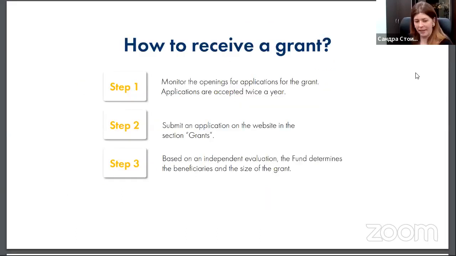How to receive a grant? These are the most common questions. We have a special section on our website, gorchakovfund.ru. You open it, make an account, log in, and wait for the official publication of the grant contest opening. We have two contests during the year. One is in winter, from the 15th of January till the 15th of February. And the second one is in summer, from the 15th of July till the 15th of August.